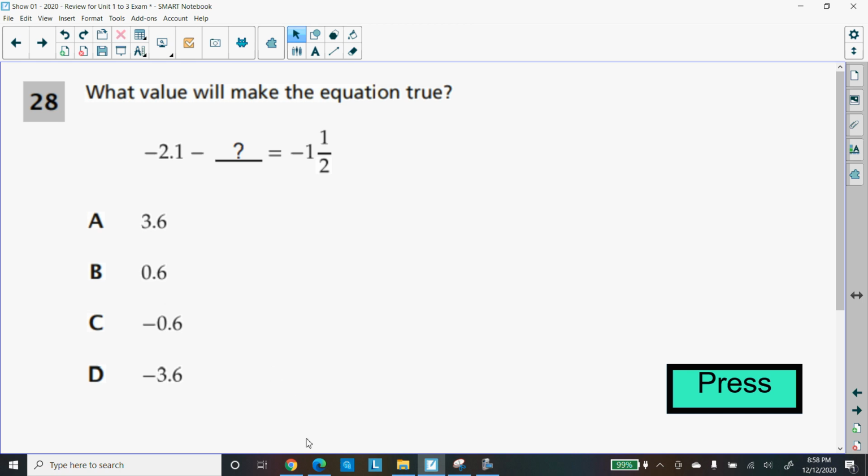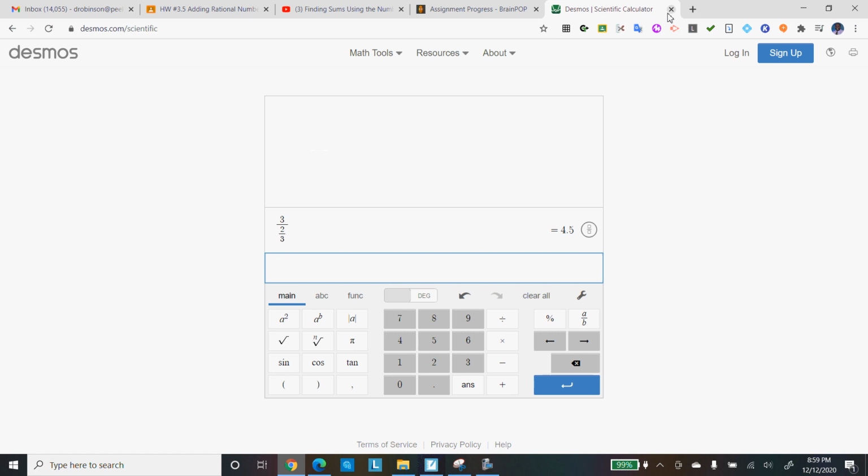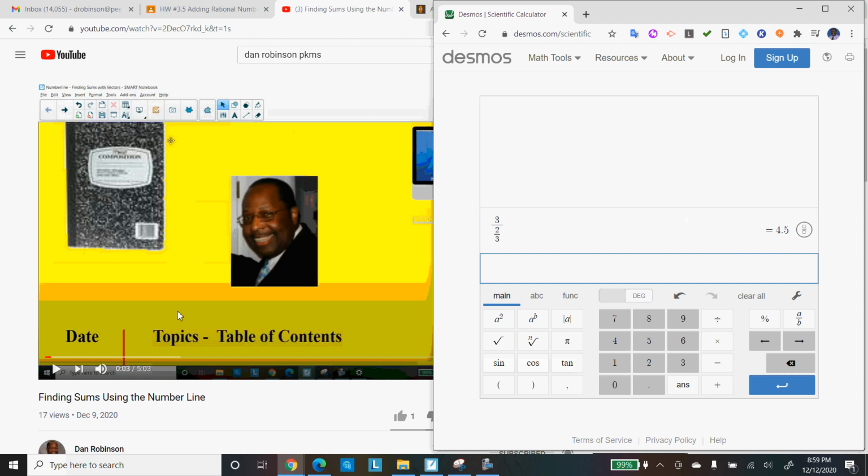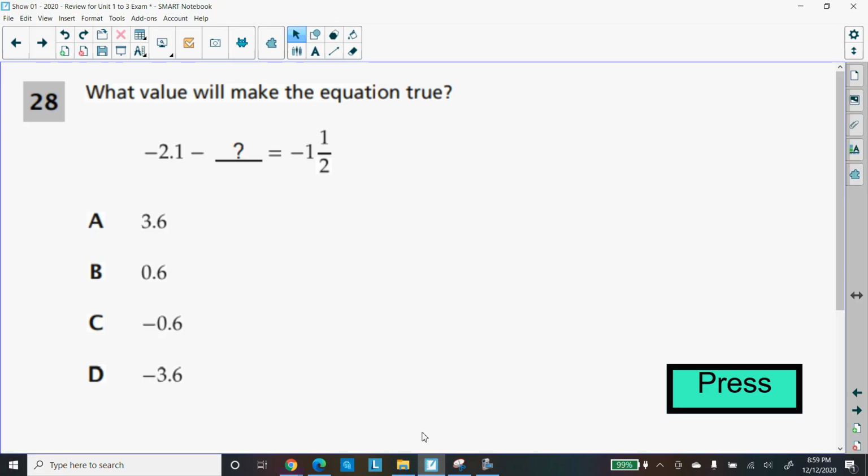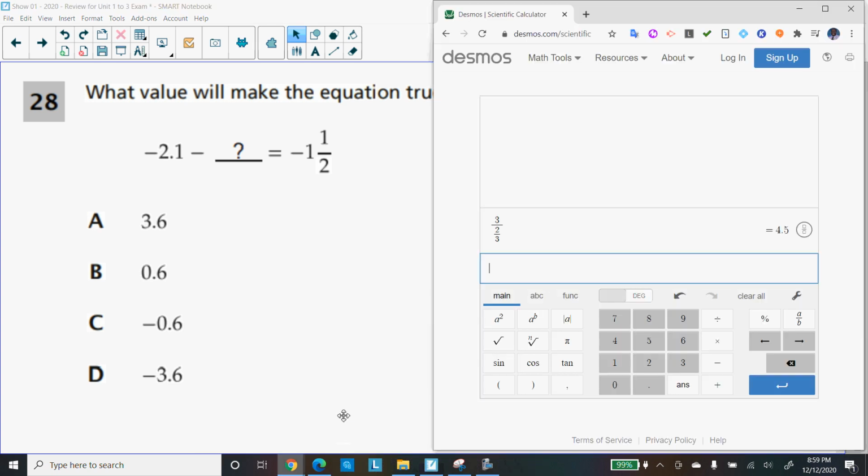I'm going to get my calculator and put it over there and see if I can. This is where I missed my other calculator. So let's clear this stuff. Negative 2.1 minus, and now I'm going to pick each one of these to see which one equals negative 1.5. So I'm going to start with 0.6.